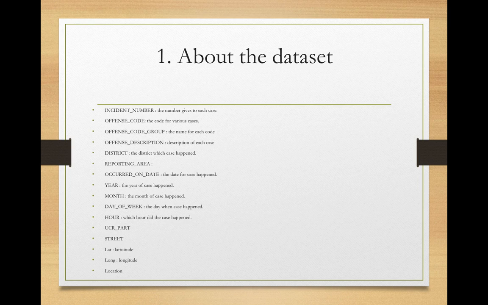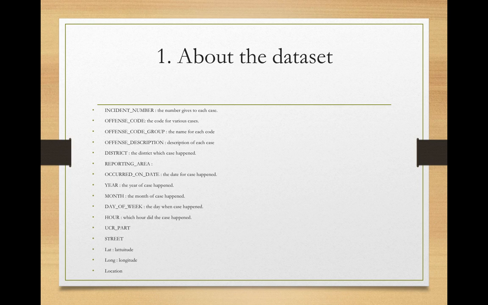Also, the occurred on date, the date this case occurred. This is the data type of date time. Very standard, and the following year, month, day of week, and hour columns are actually written according to this column. The year, the month, the day of week, and the hours are all written by the first occurred on date. They are all date types.